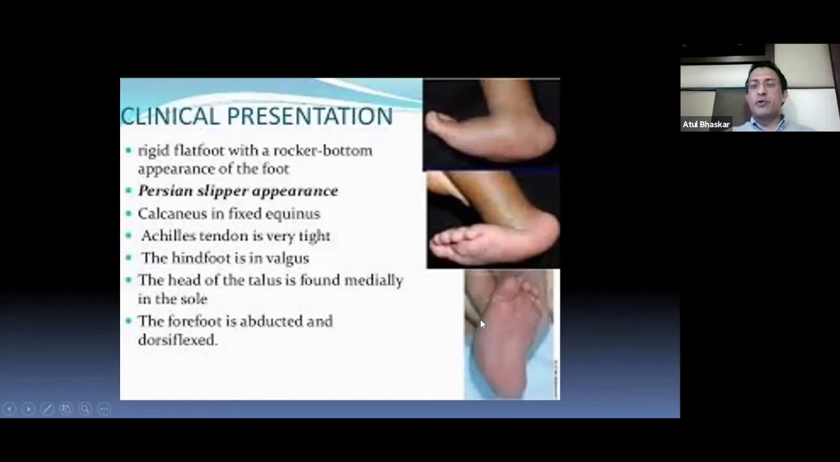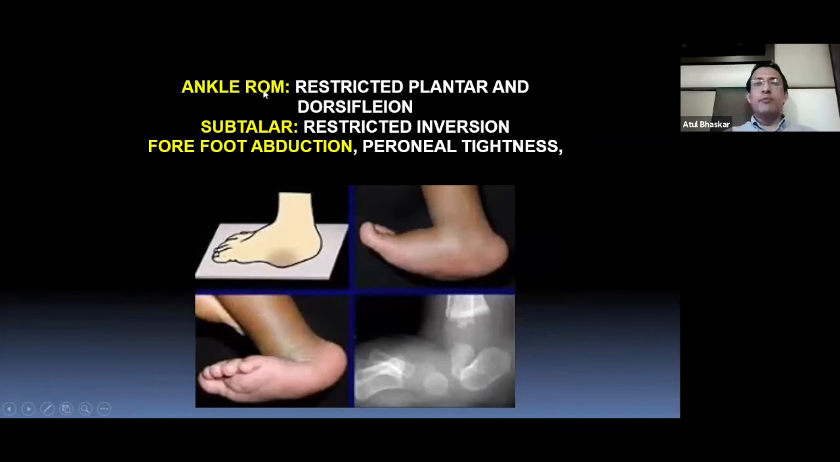Such an appearance can also be seen in a severe oblique talus or even a calcaneovalgus foot, but both these conditions are flexible. So that's what brings us to the range of movement.